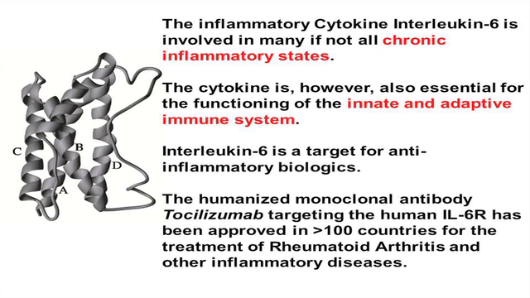So obviously you know that IL-6 is involved in many, perhaps even all, chronic inflammatory states, that the cytokine is important for the function of the innate and adaptive immune system, that it's a target for anti-inflammatory biologics. You're probably familiar with the antibody tocilizumab, which targets the human IL-6 receptor. That there's a reason for this. If you want to discuss it in the end, I can explain it to you. And this now has been approved in more than 100 countries for the treatment of rheumatoid arthritis and other inflammatory diseases, underlining the importance of this cytokine for autoimmunity.